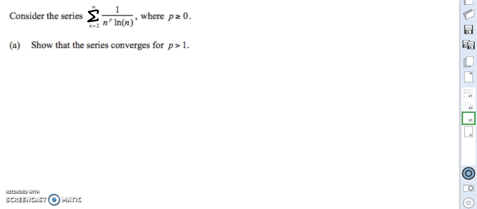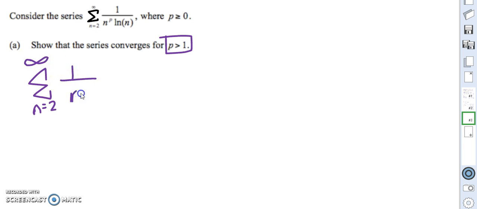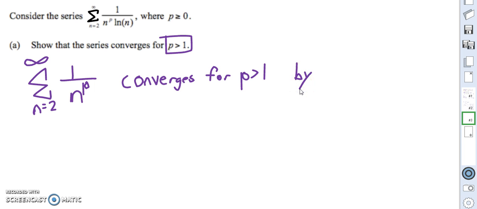This looks like a p-series, especially when they talk about p greater than 1. That makes me think about the fact that the sum from n equals 2 to infinity of 1 over n to the p converges for p greater than 1 by p-series. This is the whole idea of p-series. My rule for knowing when it converges or not: if p is greater than 1, it will converge by p-series.